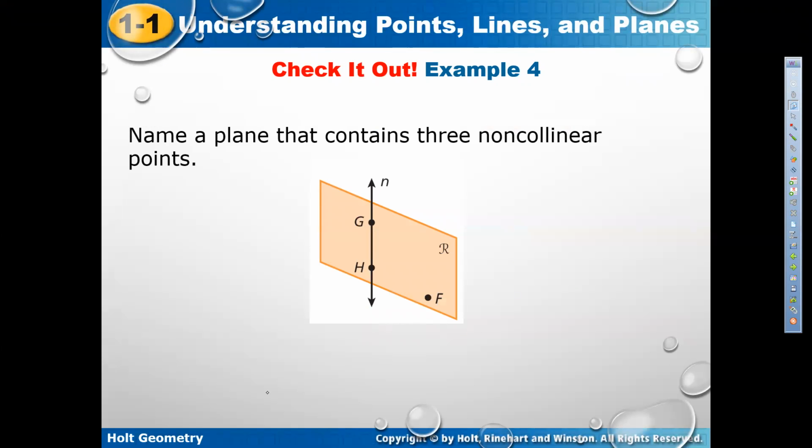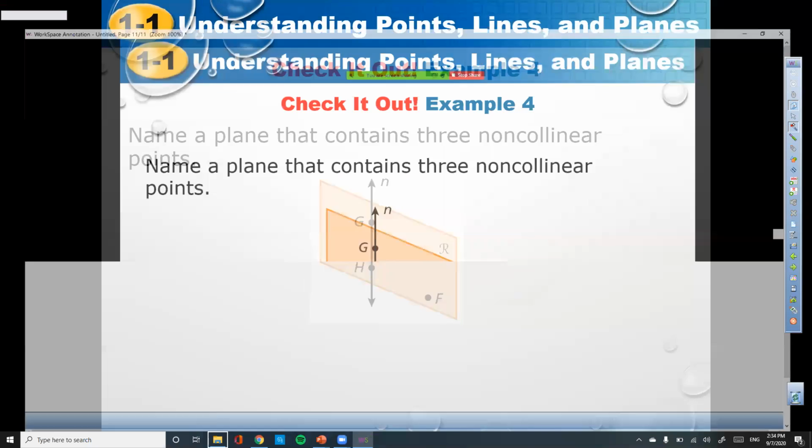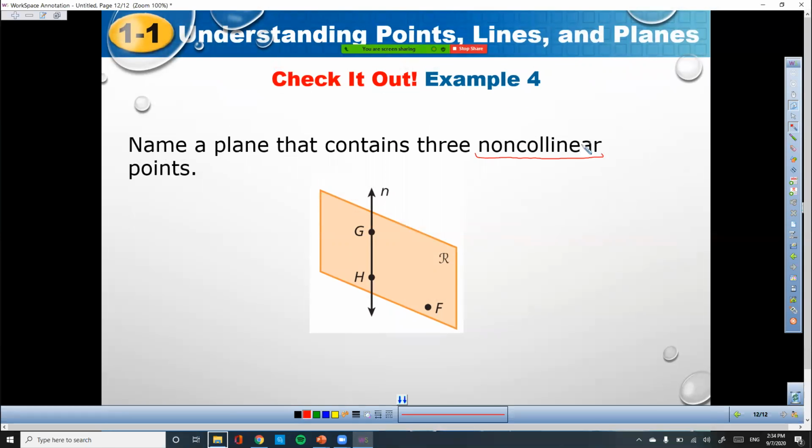Example number 4, they want us to name a plane that contains 3 non-collinear points. Again, remember, non-collinear means points that are not on the same line. All right, so I have here point G, point H, and point F. Again, this lowercase n is used to name a line. So that letter is not a point, because to name a point, we need to use capital letters. Lowercase letters name the line.